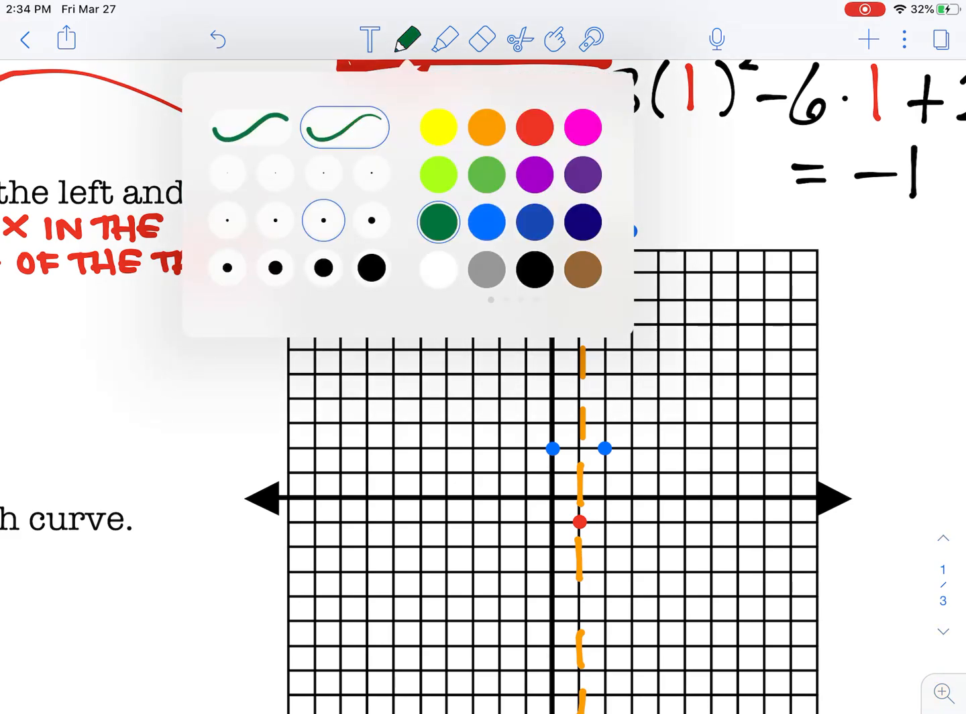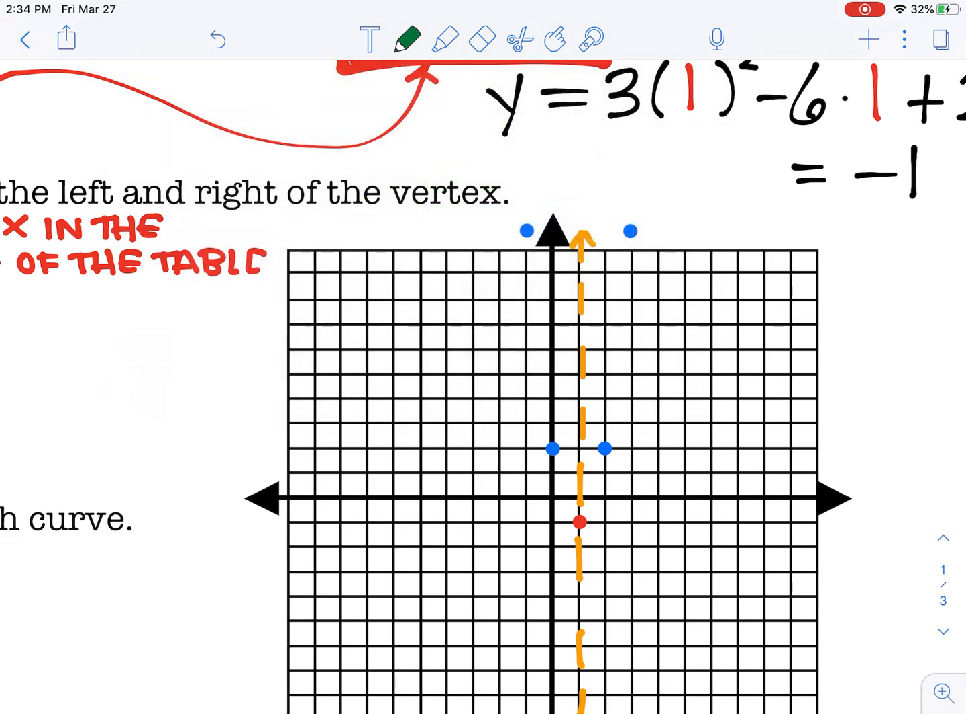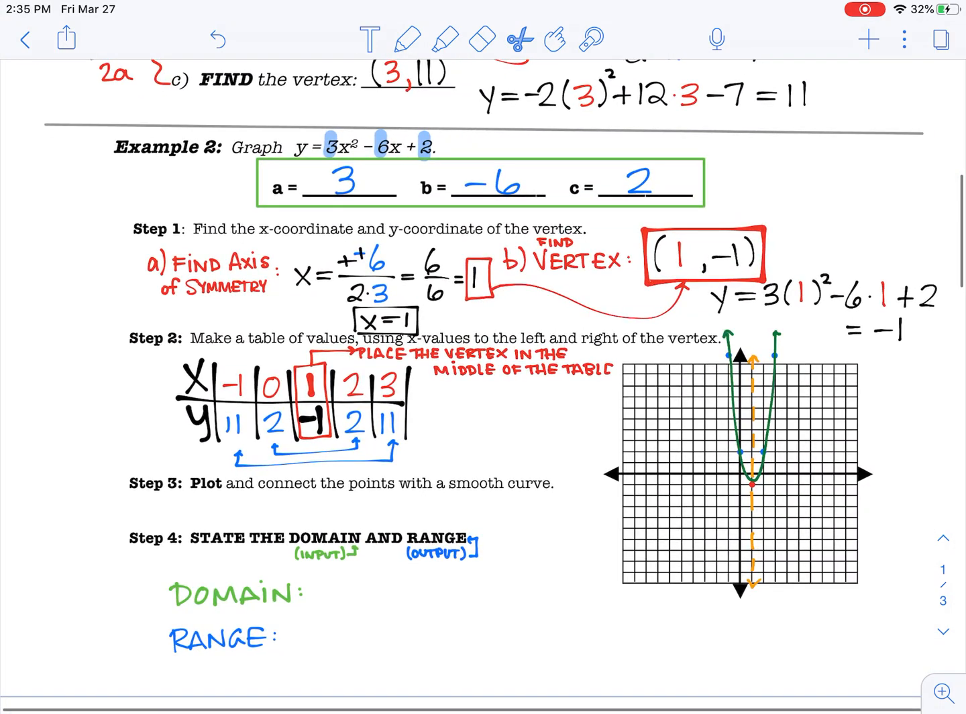And then we have our graph. So I'm going to connect it with a smooth curve. Whoop. Goodness gracious. Let me try that again. Third time's a charm. There we go. Arrows at the end, and there's our graph.